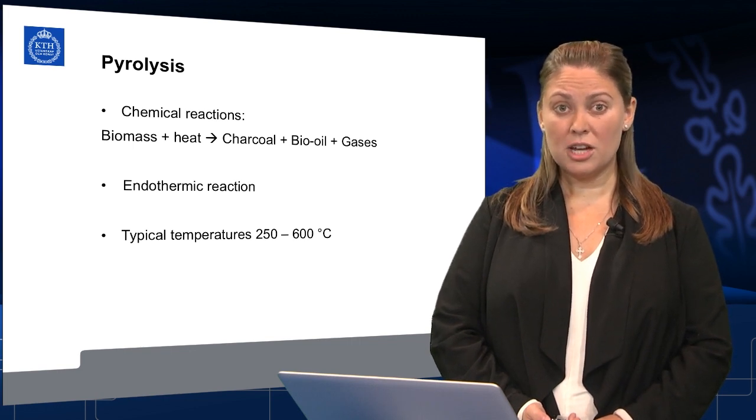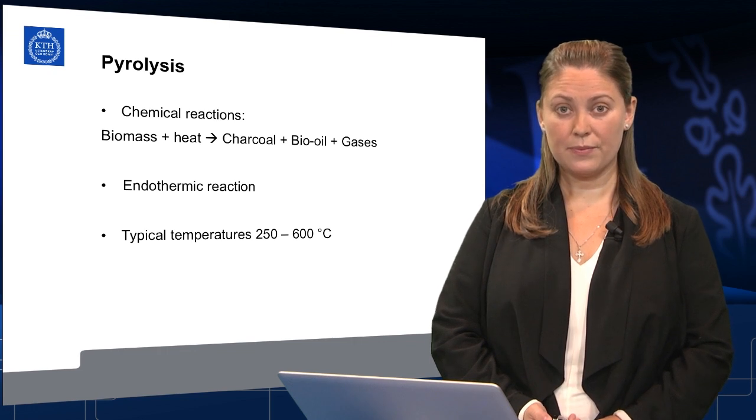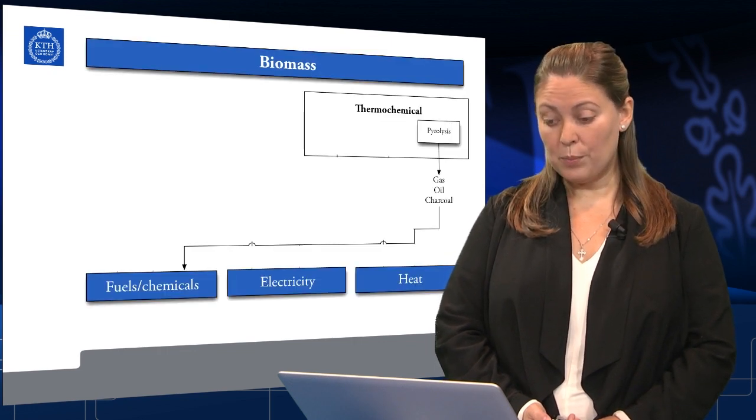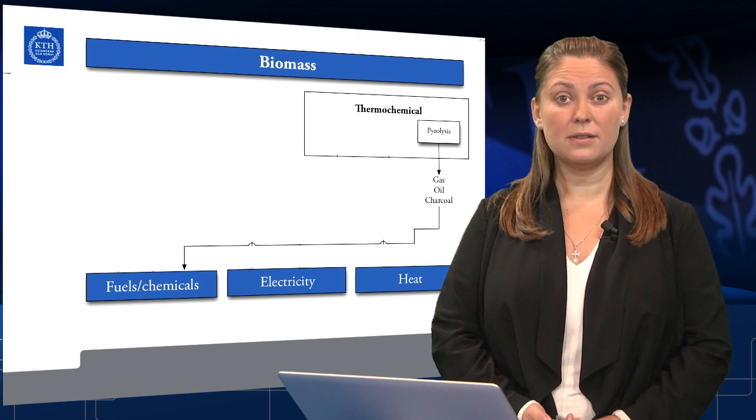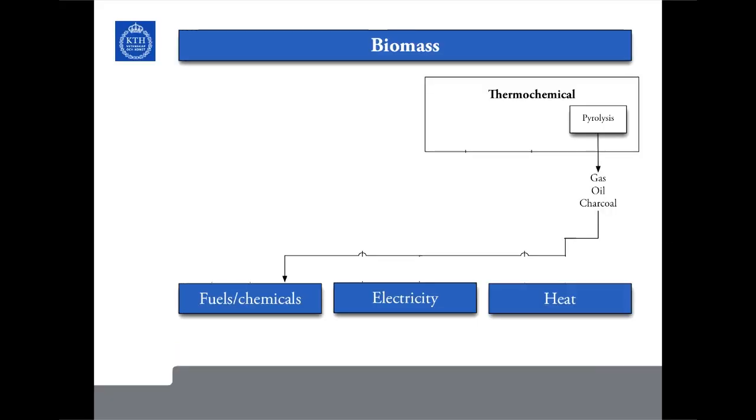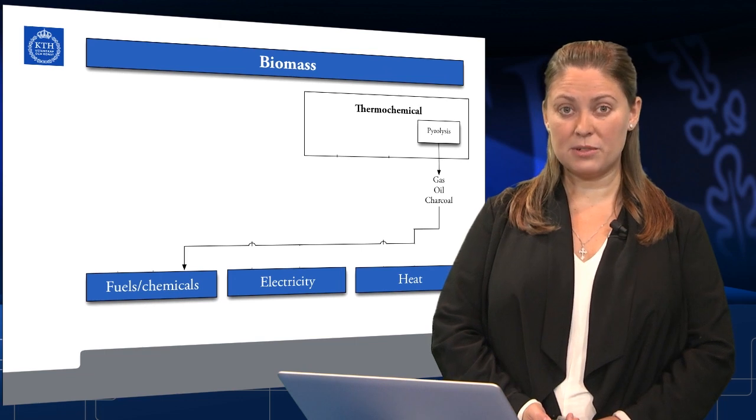Pyrolysis is the first step in combustion and gasification processes. So, pyrolysis can be used for producing different fuels and chemicals, such as bio-oil and charcoal. All these products can also be used for heat and electricity production.